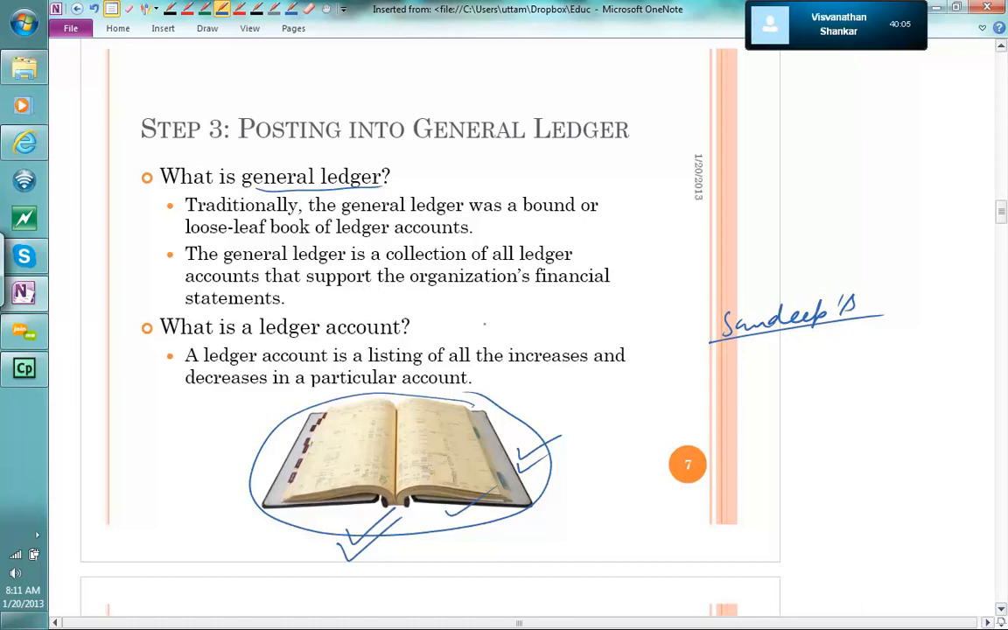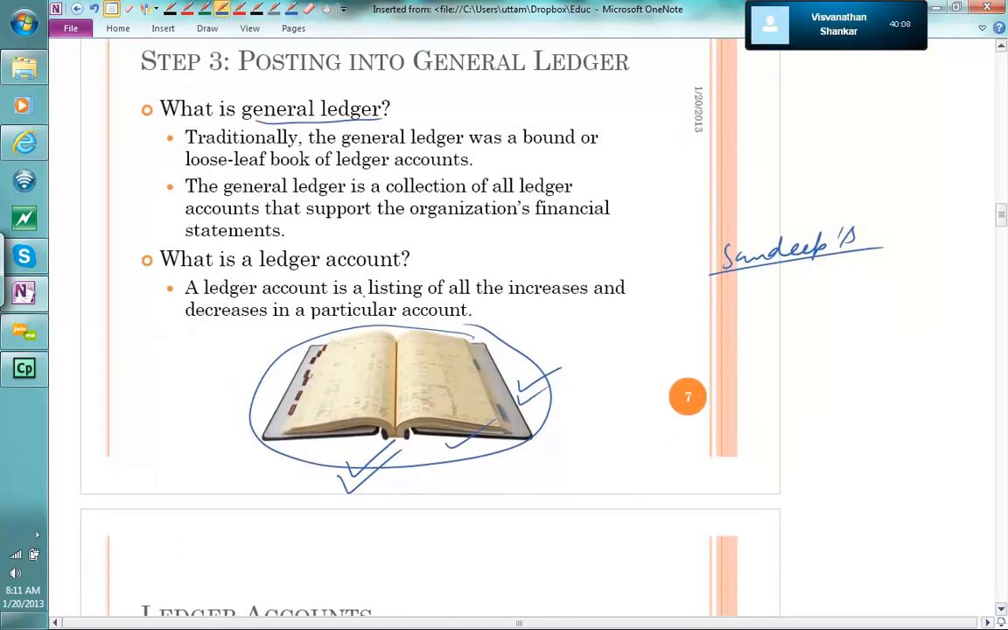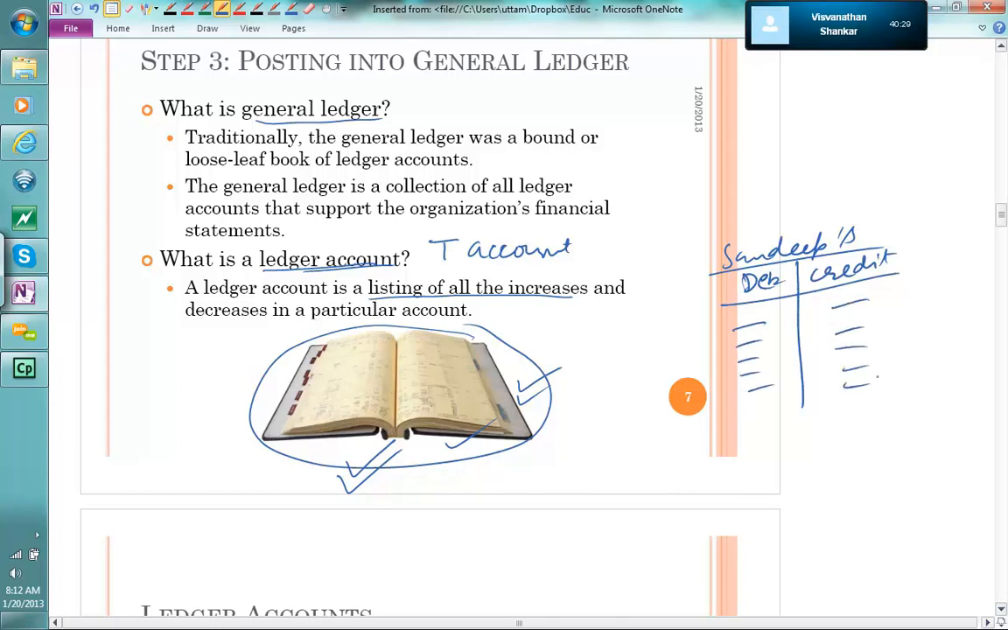And then the question is, what is a ledger account? It is a listing of all the increases. A ledger account is also known as a T account, and we will see why. When we say Sandeep, here you have debit, and on the right hand side you have credit, so it will contain all the increases and all the decreases of a particular account. If you go and see a particular account, you will see it is listing all the increases and all the decreases that have happened in that account.